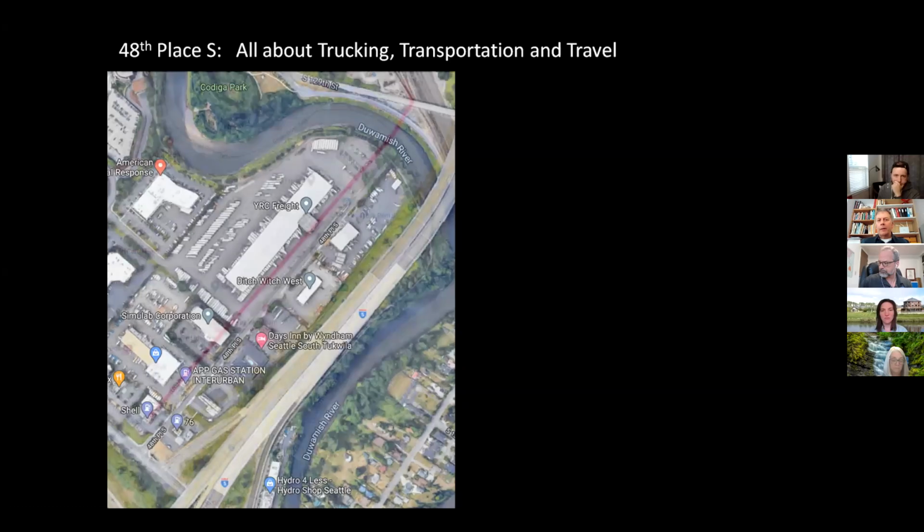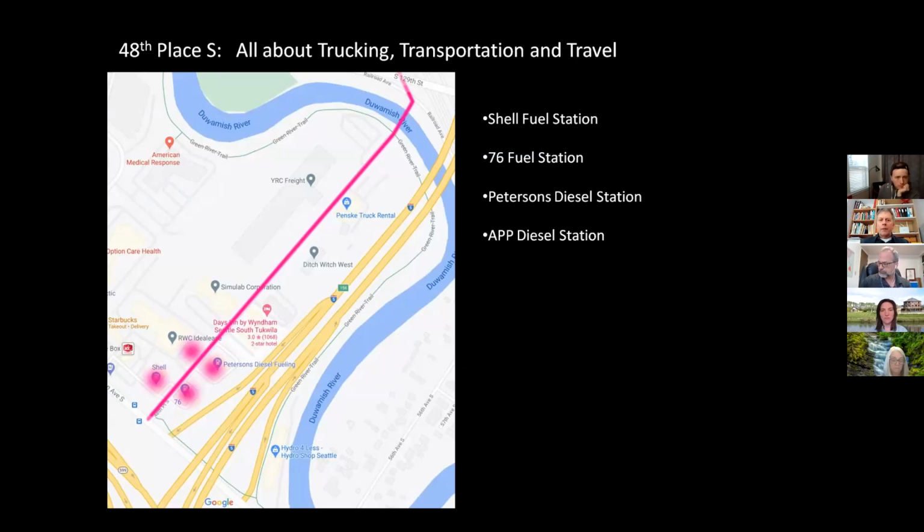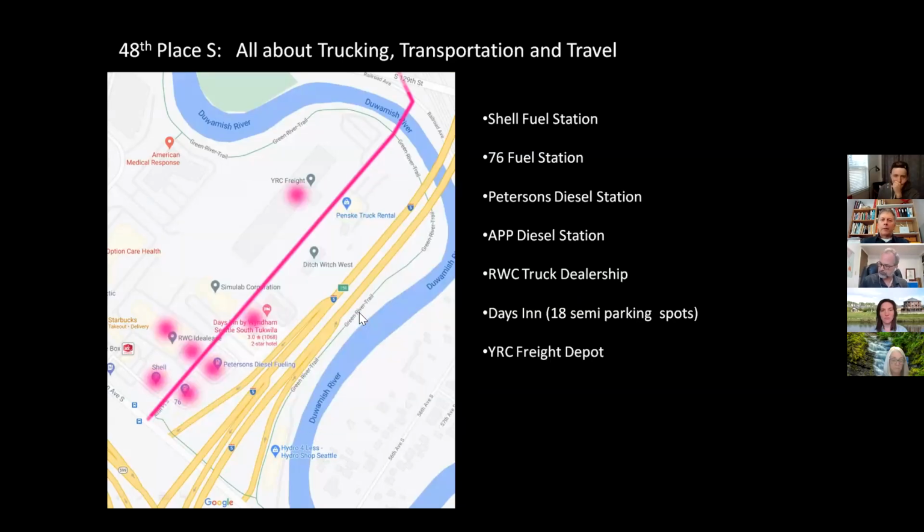48th Place, on the other hand, there's the truck route there. It's all geared towards transportation and trucks. There's the Shell fuel station, 76 station, Peterson's diesel station, plenty of room for trucks going in and out of there. There's the APP diesel station, the truck dealership, which is the International Truck Dealership and Leasing. Days Inn, which has 18 semi-parking spots. You can count them right there if you want. There's the Yellow Freight Depot and the Penske Truck Rental.